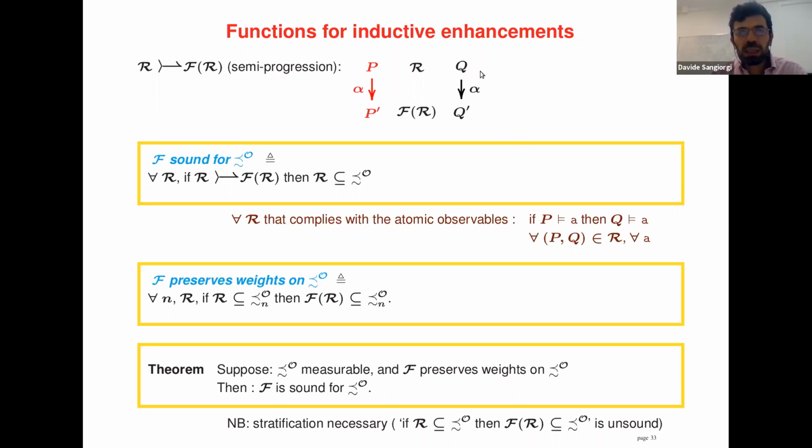And again, the starting point is the notion of progression, with some important modifications. First of all, since we are dealing with preorders, now we don't have progressions, but semi-progressions. We are interested in reading this diagram in one way, from left to right only. But the most important difference has to do with the interpretation of the function f.